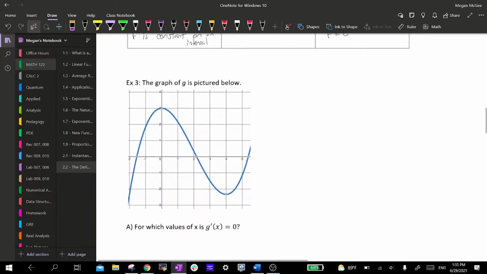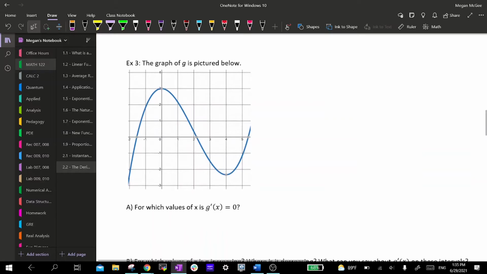So example 3, again, we're given the graph, this time of a function g, and we're asked for which values of x is the derivative equal to 0. So is g prime of x equal to 0 where? So again, g prime of x is the slope at x. And if the slope is 0, so a 0 slope gives us what kind of line? A horizontal line. So we are looking for any horizontal lines that we could find on our graph.